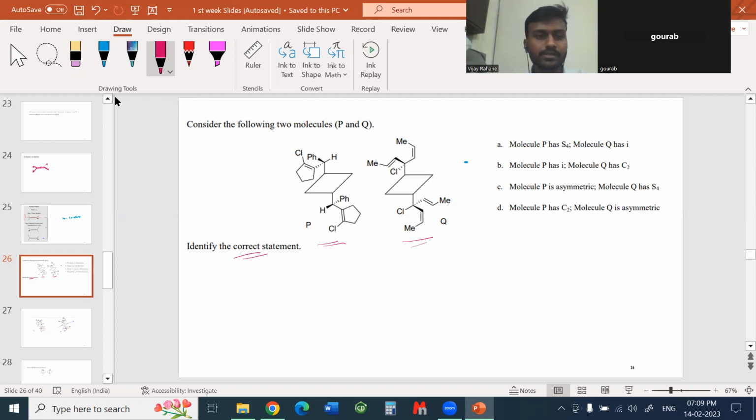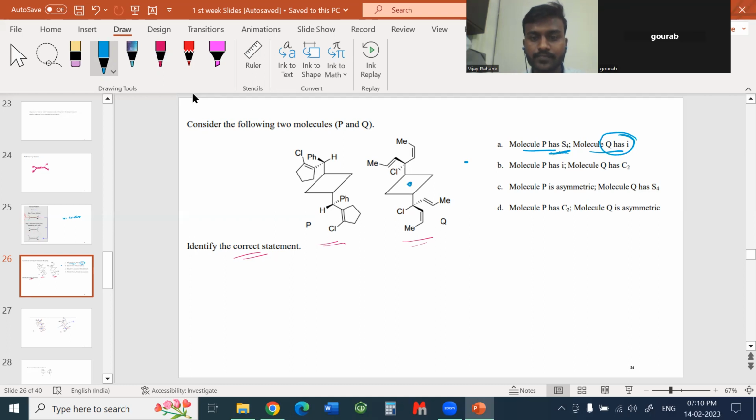See what they have given here. The molecule P has S4 and molecule Q has an inversion center. So we'll neglect one option, and as we reduce, we can go to the correct option. Molecule P has S4, and identifying S4 is a little complicated. So we will first check whether Q has an inversion center or not.